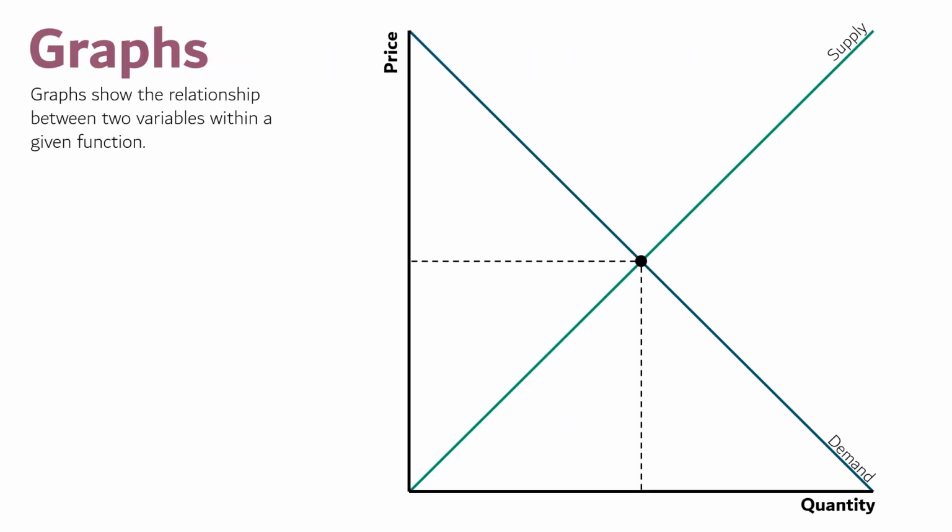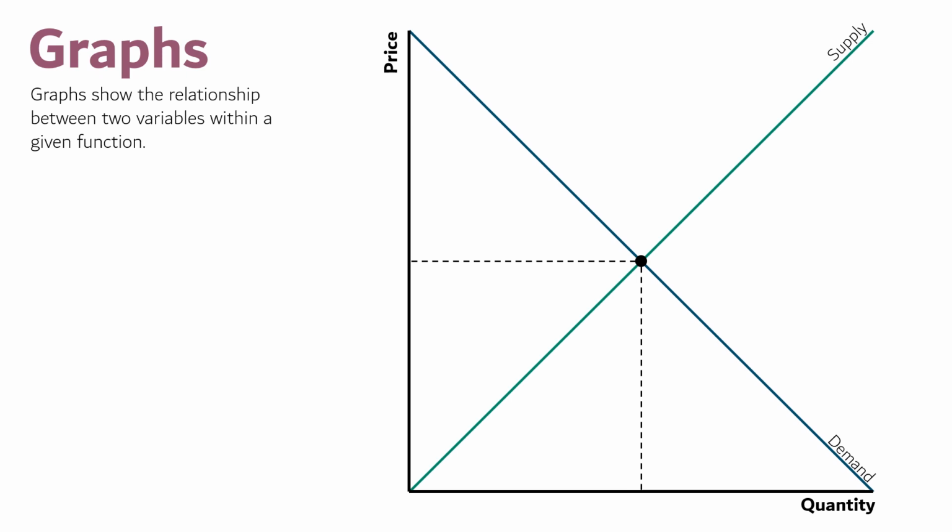Graphs show the relationship between two variables within a given function. Here we have two unseen functions graphed, one for supply and one for demand. We can see that the relationship between our two chosen variables, price and quantity, are opposite for each function. For demand, when I lower prices, the quantity demanded rises. For supply, when I lower prices, the quantity supplied falls.